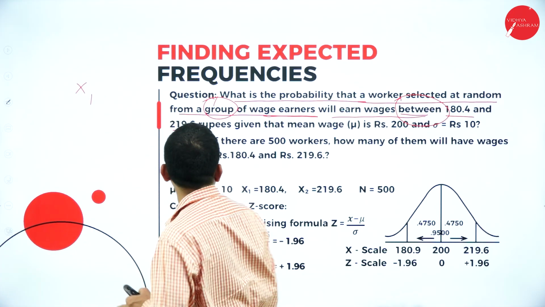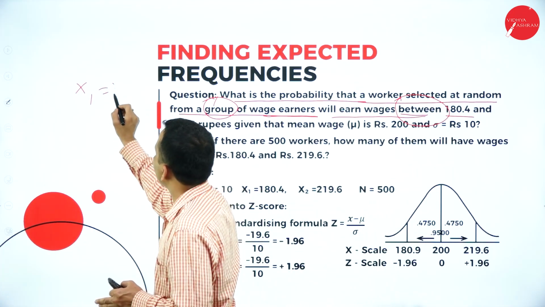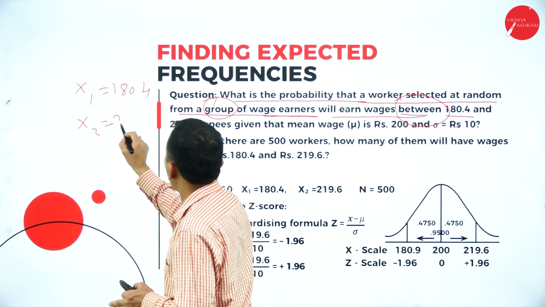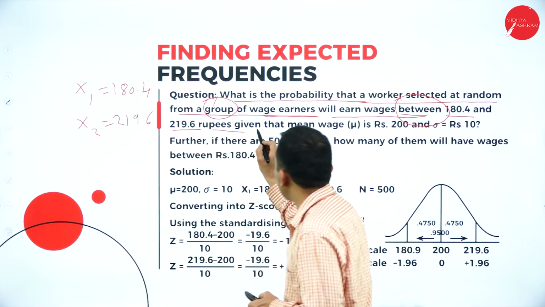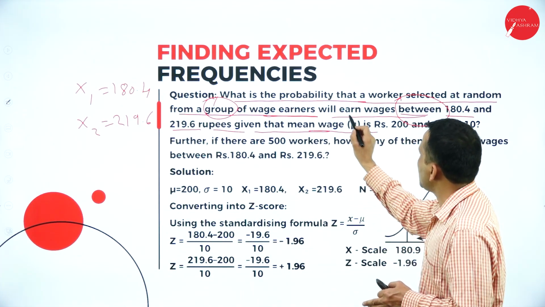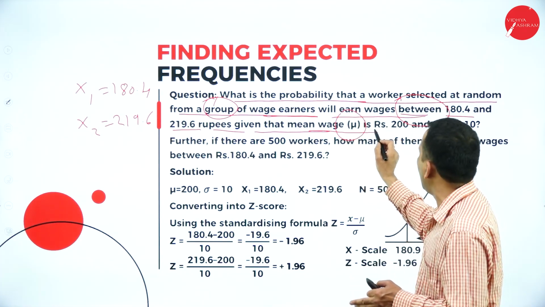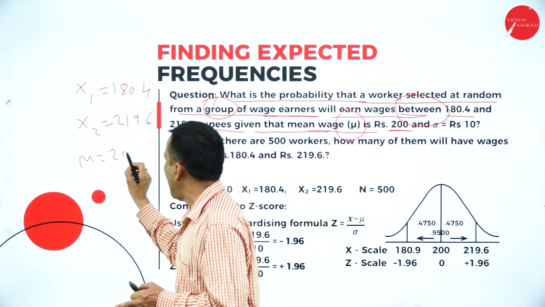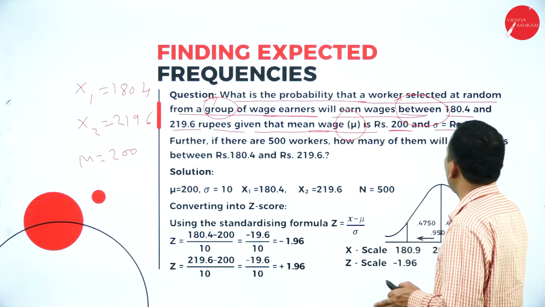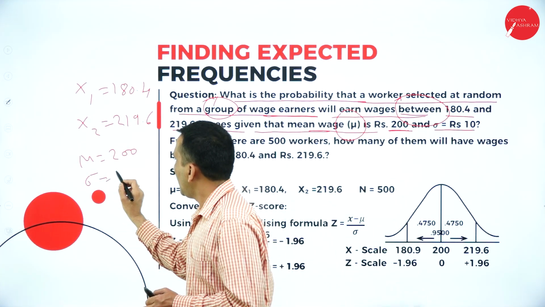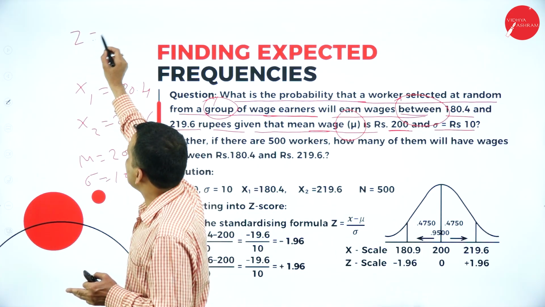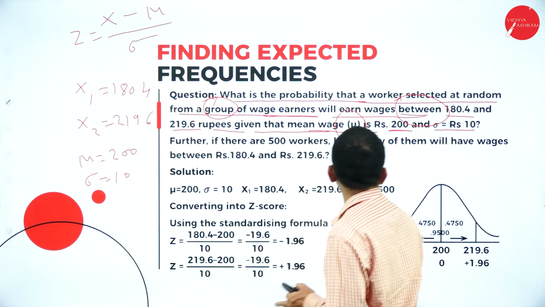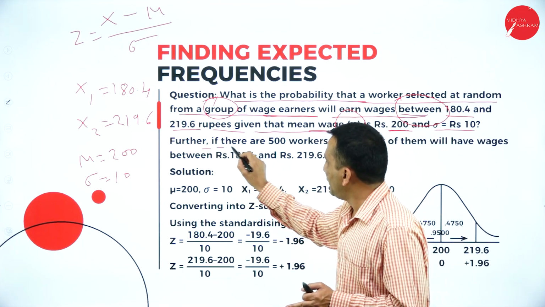The first x1 value is 180.4, the second x value is 219.6 rupees. Given that the mean wages, mu, that means the population mean, it is very important. Mu is also given in the question, 200. And again the standard deviation is given, 10. We know the formula: z is equal to x minus mu divided by standard deviation.